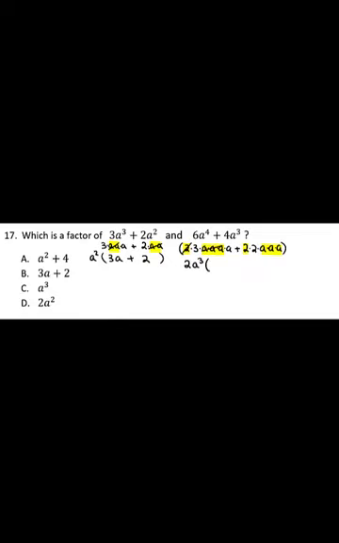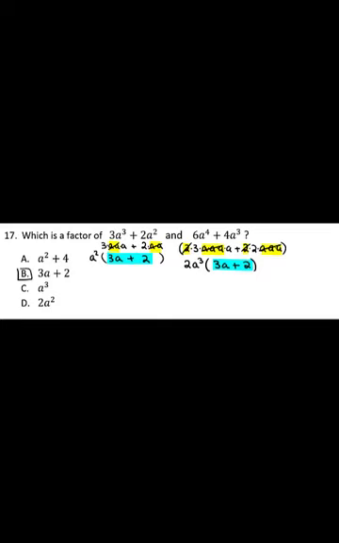So we're going to put that in the front of the parentheses. And then inside, we're going to be left with 3a plus 2. So now you can tell that the common factor between the two is going to be 3a plus 2. So the answer is going to be letter B.